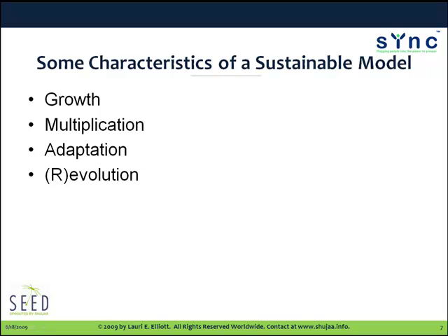Now, let me define some elements of this question. First of all, what do we mean by sustainable? Now, when I think of sustainable, I think of a self-sustaining system like Earth. Okay, it is designed to continually grow, evolve, adapt, expand.